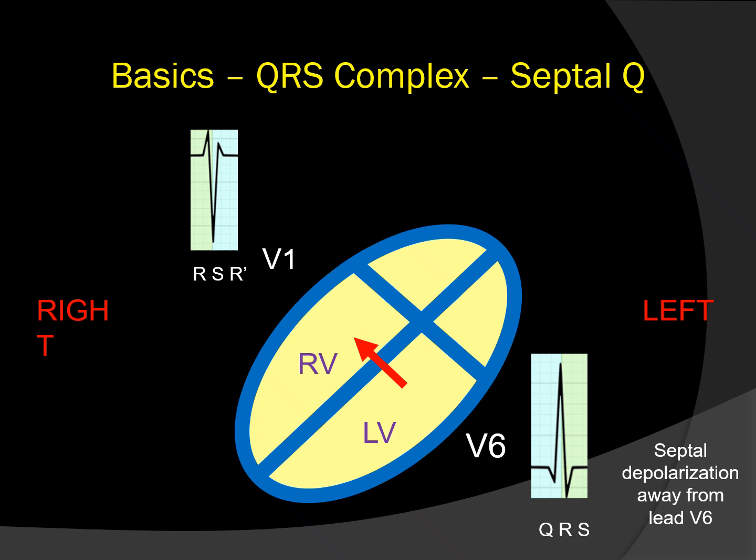Therefore, septal depolarization is away from V6, thus there is a negative or downward deflection in this lead. On the other hand, septal depolarization is towards lead V1. This leads to an upward electrical deflection in V1. Some would call this a septal R wave in V1.